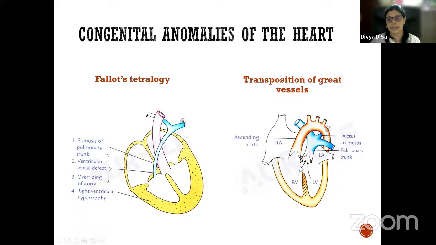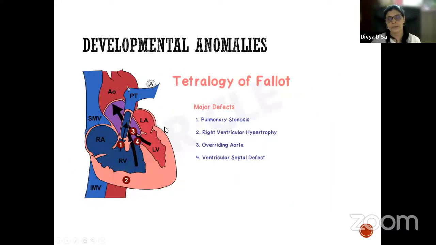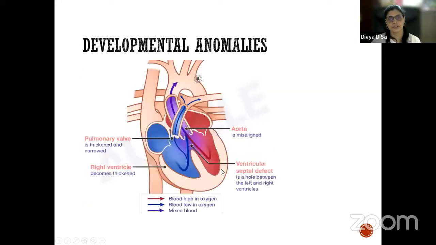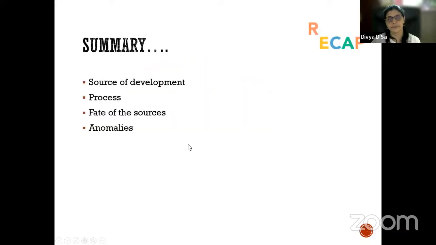The other thing is transposition of great vessels. Transposition means the shifting. So the pulmonary trunk opens into the left ventricle and the ascending aorta opens into the right ventricle. Tetralogy we already discussed. The aorta is misaligned there, there is thickening and stenosis, the right ventricle becomes thick, and the ventricular septal defect is here.